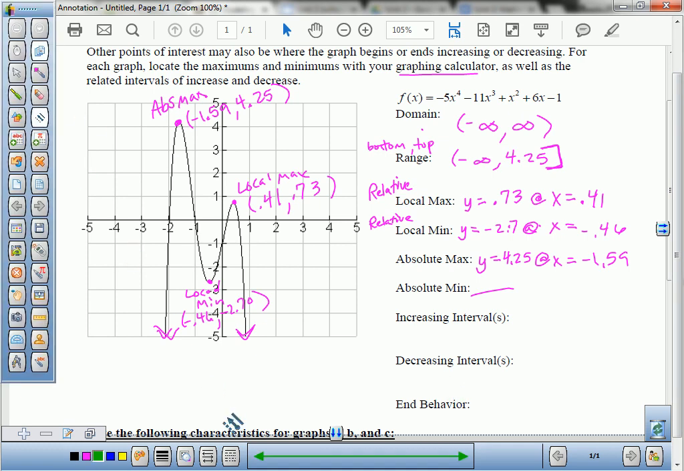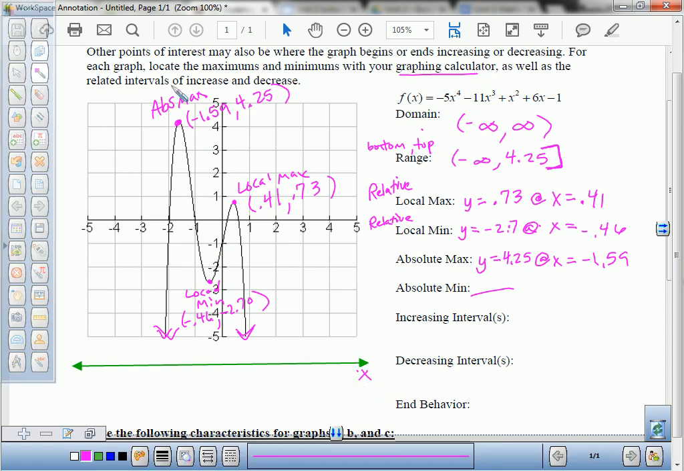All right. Now, in yesterday's lesson, we talked about intervals of increase and decrease, and one way that might be helpful to determine those is to put an X number line down here. And on the next X number line, you can list all the X values at your max and mins. So what is the X value at this max? Negative 1.59. What is the X value at this min? Negative 0.46. What is the X value at this max? Positive 0.41.